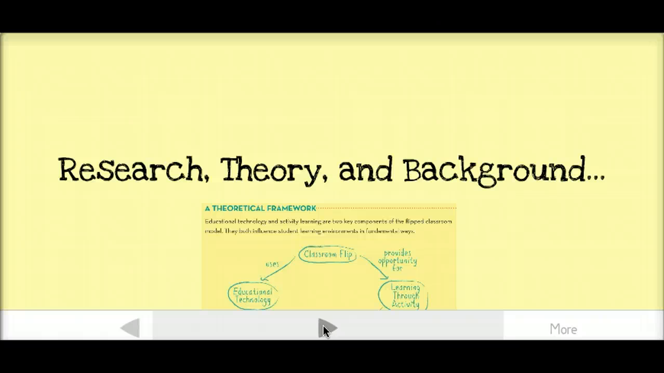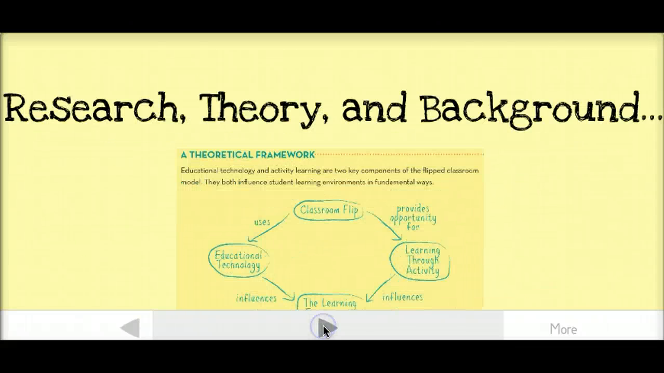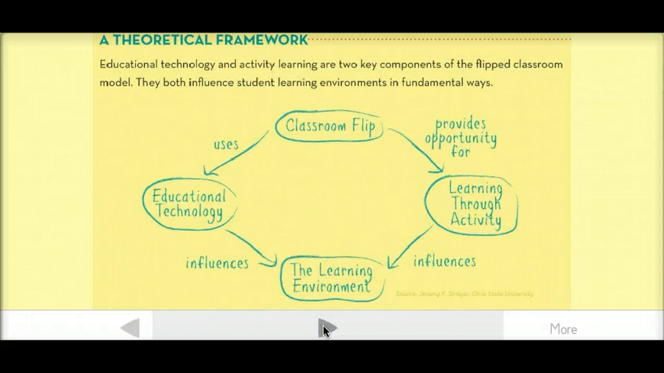Next, we're going to review the research, theory, and background information on a flipped classroom. The theoretical framework of a flipped classroom: educational technology and active learning are two key components of the flipped classroom model. They both influence student learning environments in fundamental ways.